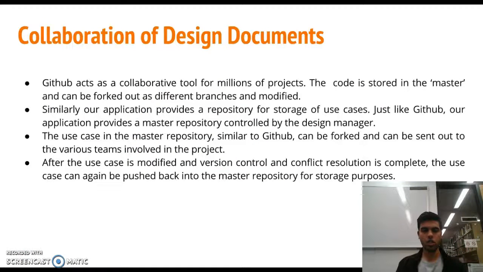Next, we'll be talking about the next research that has been conducted as part of our project, that is collaboration. Collaboration is all about storing multiple branches in a unified place. Our application, just like GitHub, provides a master repository where all the design documents can be stored. And these documents can be forked and sent to various teams involved in the project.